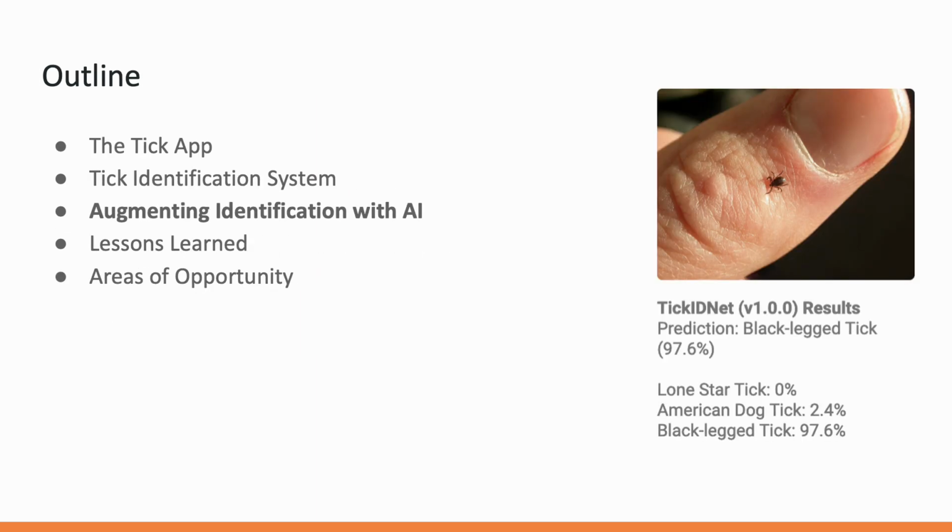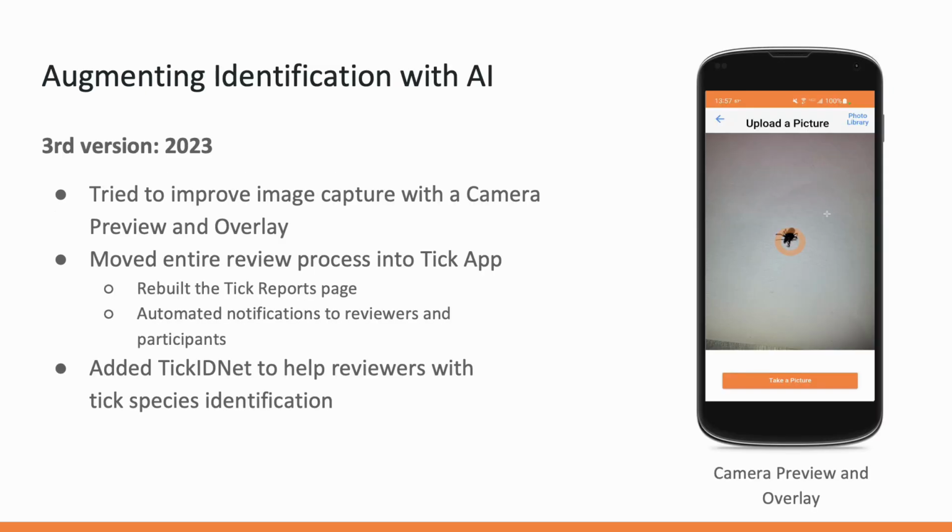So anything we could do to improve that would be greatly appreciated by reviewers and app users alike. So, as part of this next phase, Adam and I took those goals and started integrating AI into the tick identification system in an attempt to streamline the review process. We released version 3 in May 2023 and made the following changes to the tick identification system.